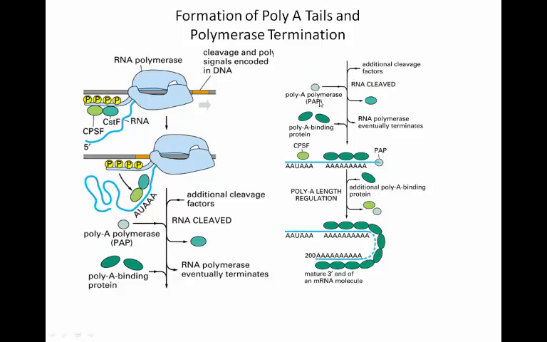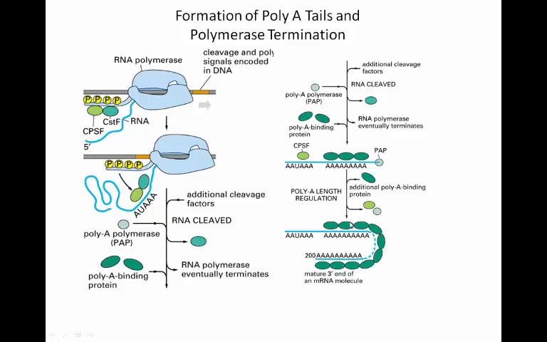Here's the poly-A polymerase. Here's the poly-A binding proteins. And now, if we cleave just about right there, and we add poly-A, here's our sequence AUAA. Here's the cleavage and poly-A factor. Here's our poly-A's. That was added by poly-A polymerase. And then once we make the poly-A's, we have poly-A binding proteins that bind to the poly-A.